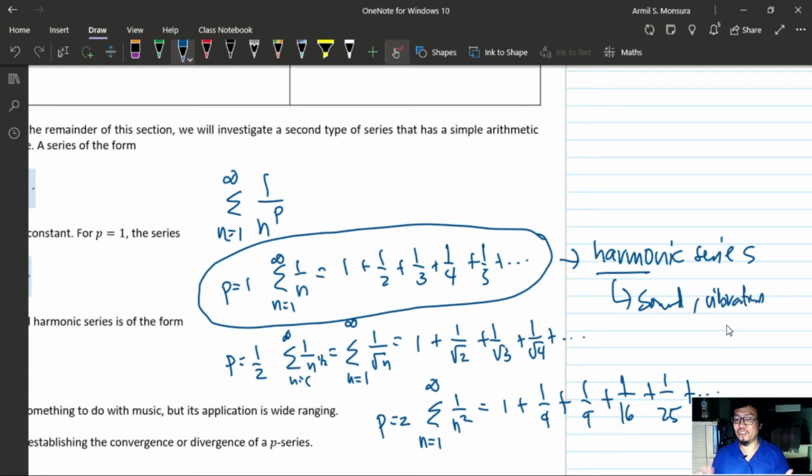So any application that involves sound and vibration has harmonics in it. Basically, that name, the harmonic series term, was derived because this series can actually be applied to those applications.